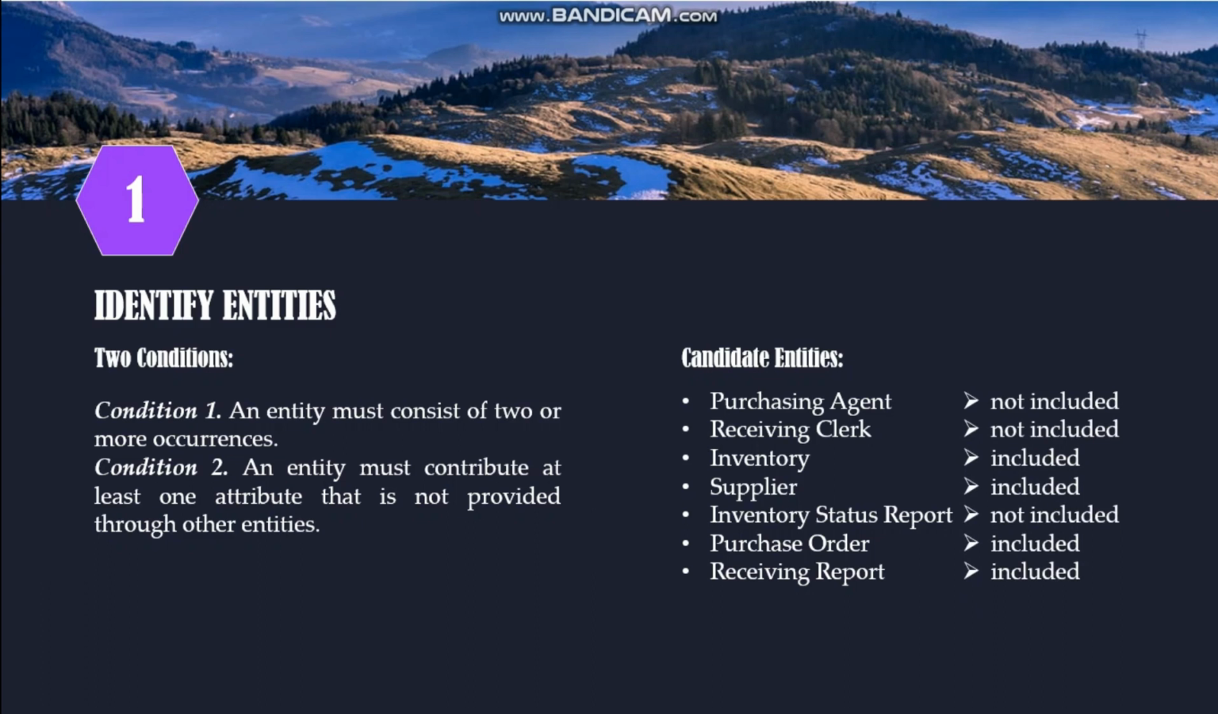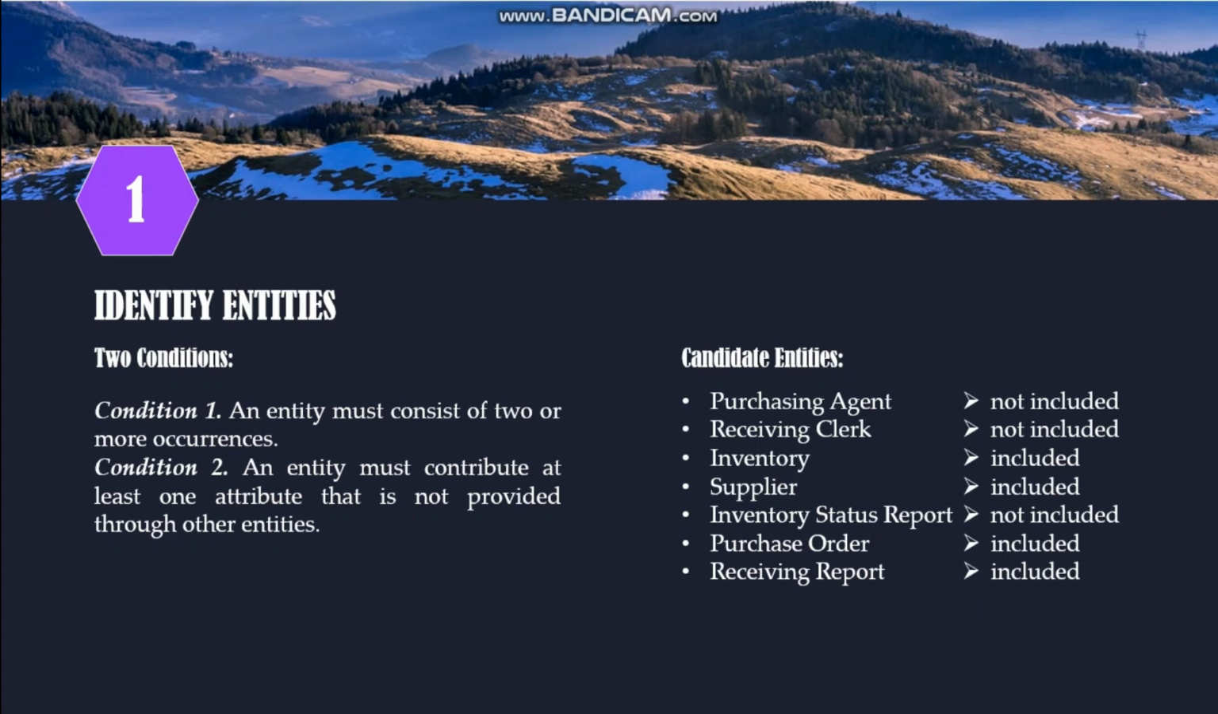Among all the candidate entities, there are 3 that are not included in the database model. These are purchasing agent, receiving clerk, and inventory status report. For purchasing agent, we have no information on this point in our brief description of the system, so we will assume no agent-specific data are captured. Hence, the purchasing agent candidate is not an entity to be modeled.